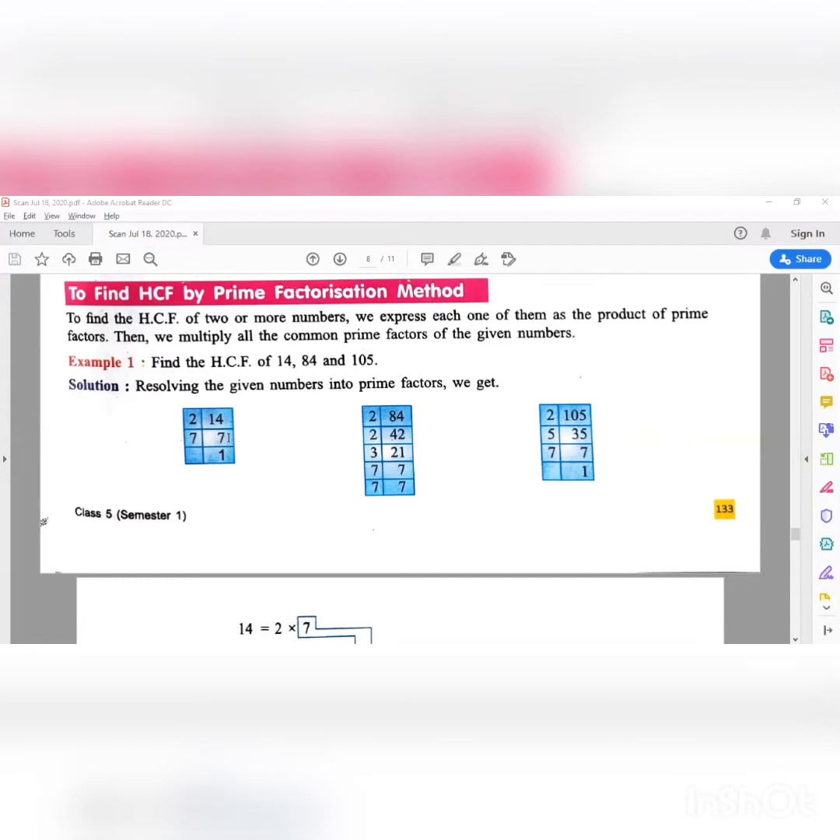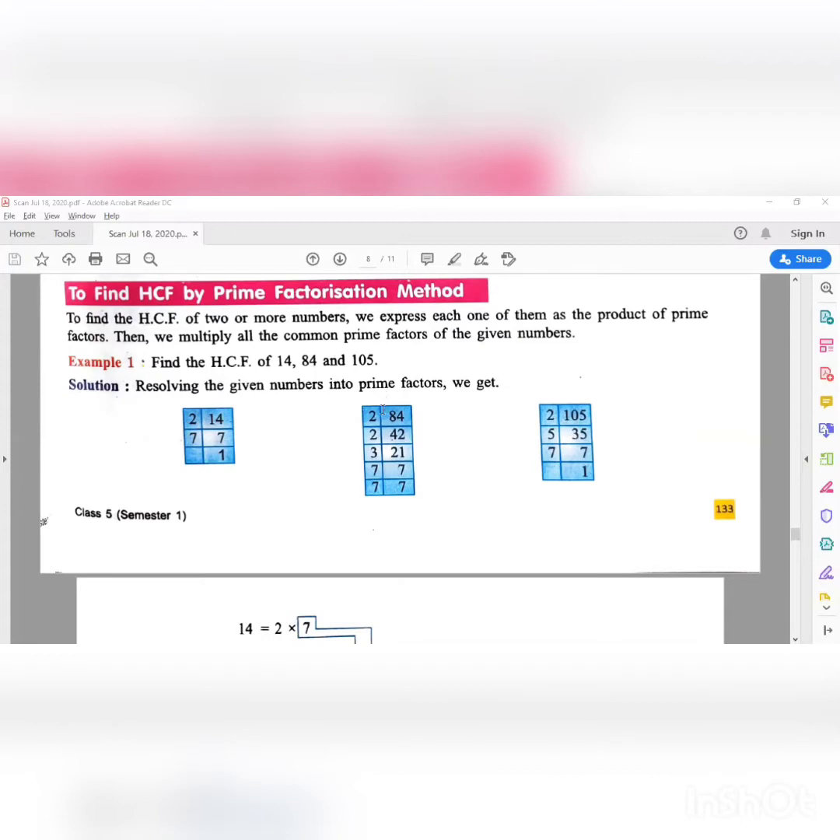First, 14. 14 is divisible by 2, which is a prime number. 2 sevens are 14, and 7 is a prime number, so 7 ones are 7. So what are the factors of 14? 2 and 7, and both are prime numbers. Next, we have to express 84 as the product of prime factors.